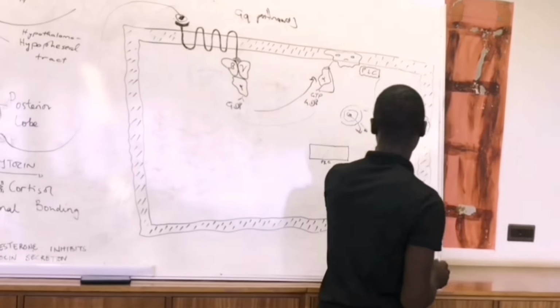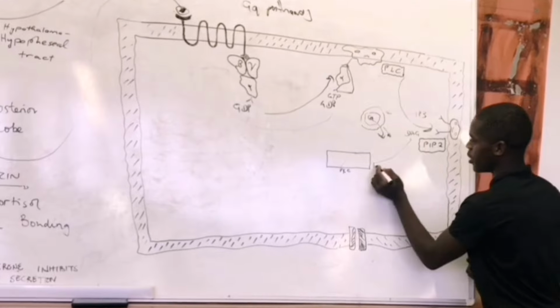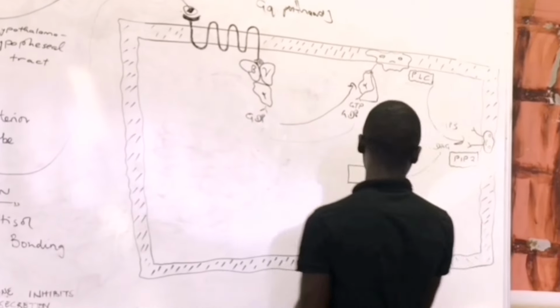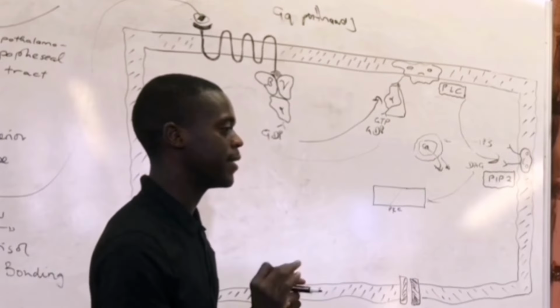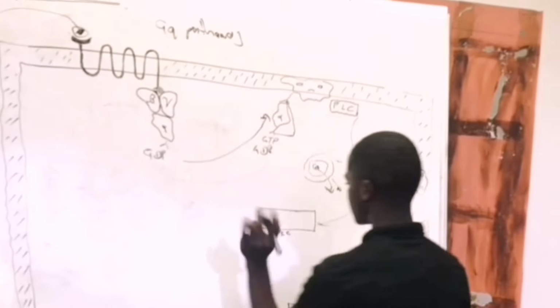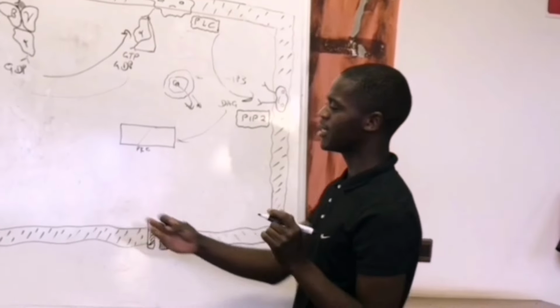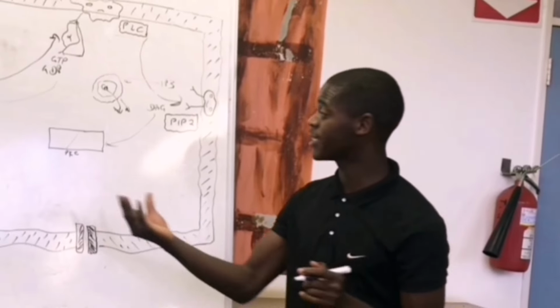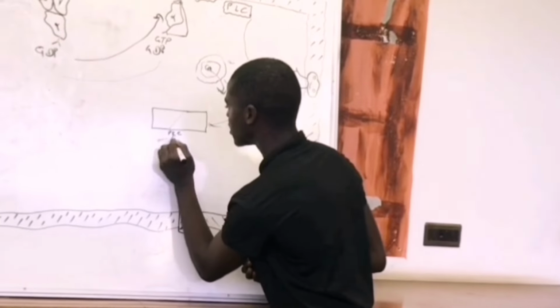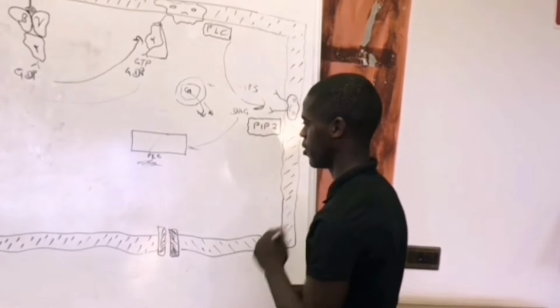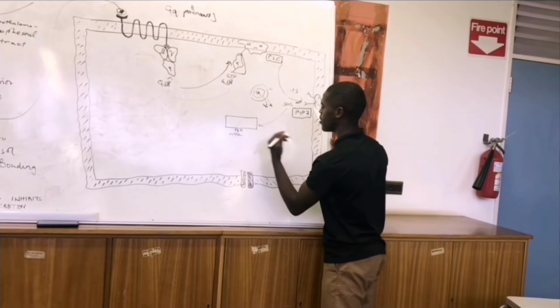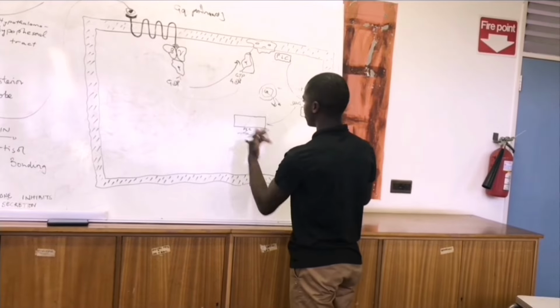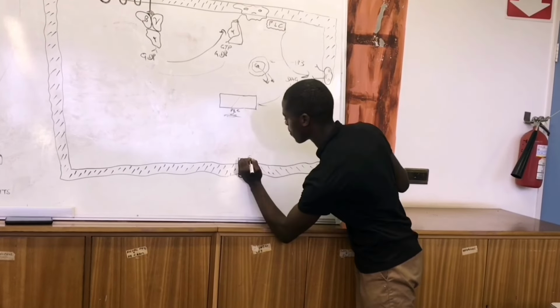What about DAG? DAG is going to move to activate what we call protein kinase C. A kinase is something that phosphorylates or activates. So our protein kinase C now is going to become active. When our protein kinase C becomes active, it will start to phosphorylate this ion channel.